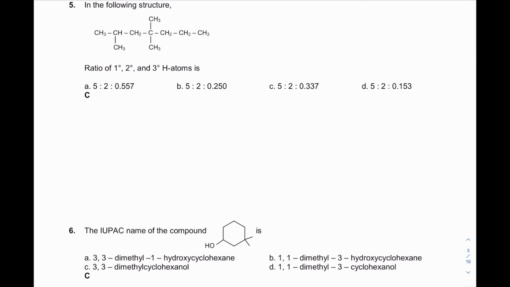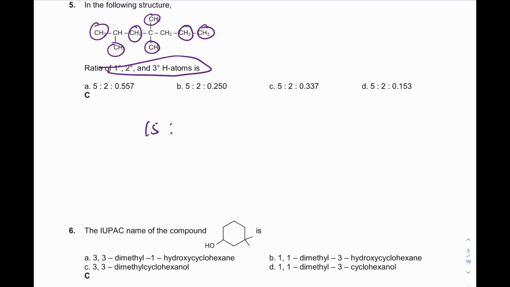Fifth is the ratio of primary, secondary and tertiary hydrogen. Primary hydrogen atoms are 15. Secondary are 6. And tertiary is 1. So the ratio is, if we divide this by 3, 5:2:0.33. So it is C.